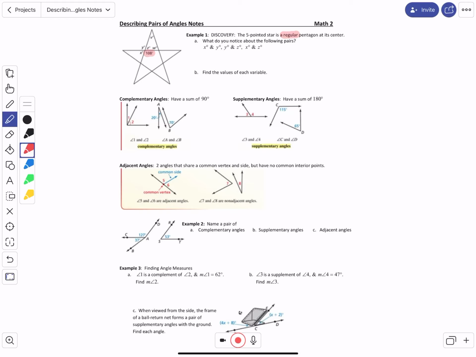And the question is, what do you notice about the following pairs? So you've got X and Y. If you look, X and Y are here. Y and Z are here. And X and Z are here. So X and Y, you notice, were on a line. Y and Z were on a line. X and Z are across from each other like this.